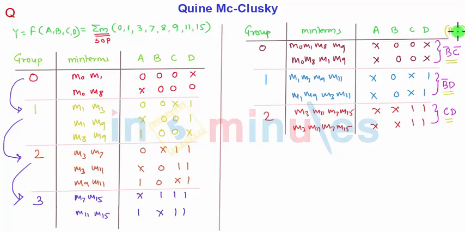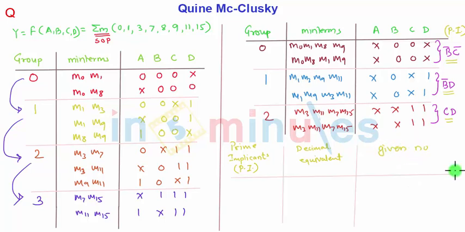So I'll make a short table here of prime implicants. Then there will be decimal equivalent and the given number. Now from this section you can easily find out what the prime implicants are. So first of all I will write down the prime implicants.